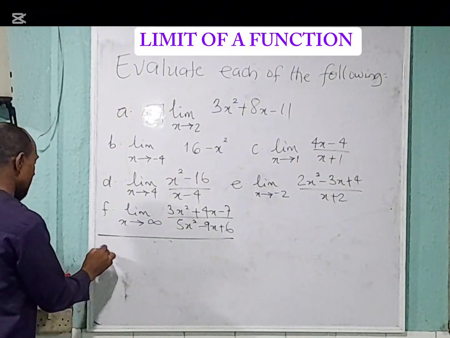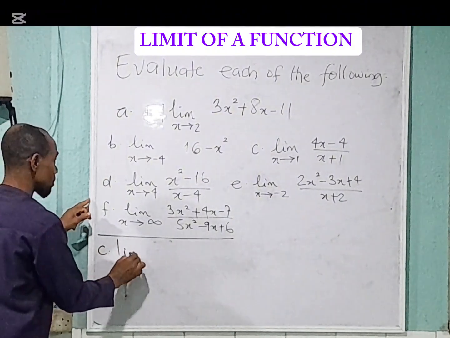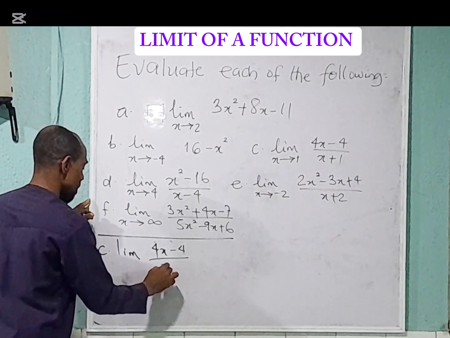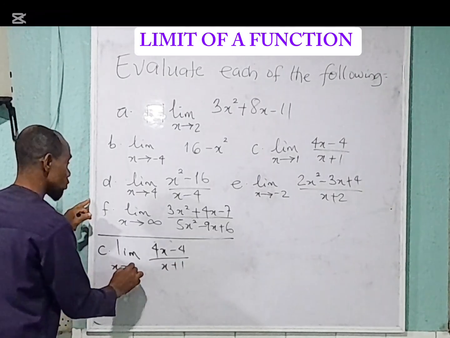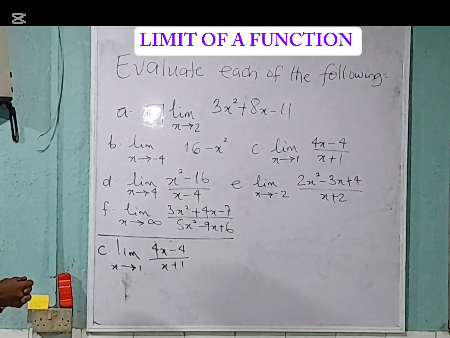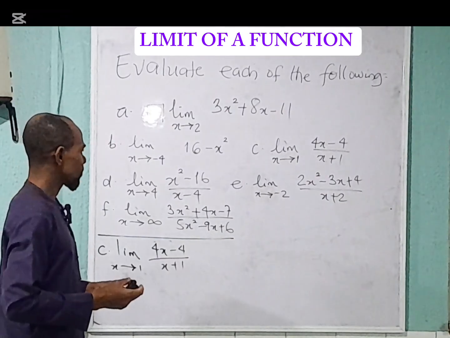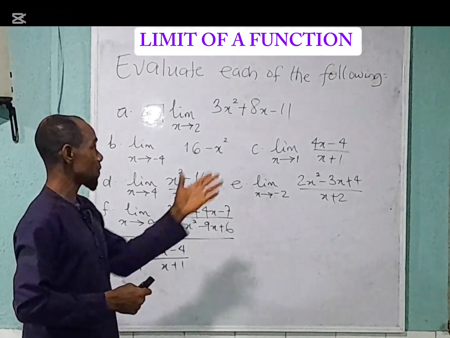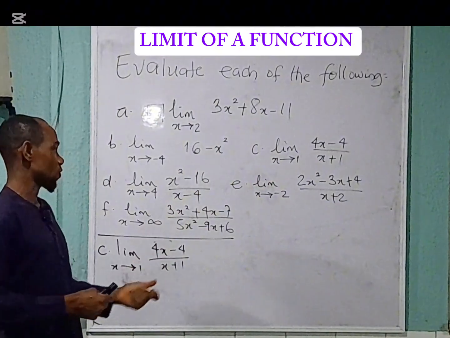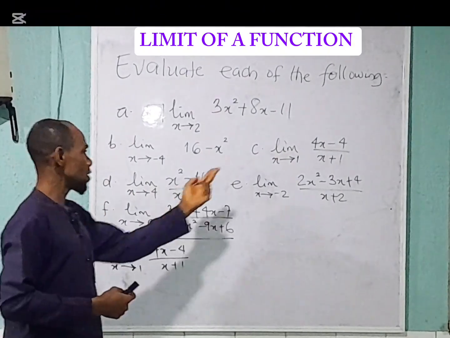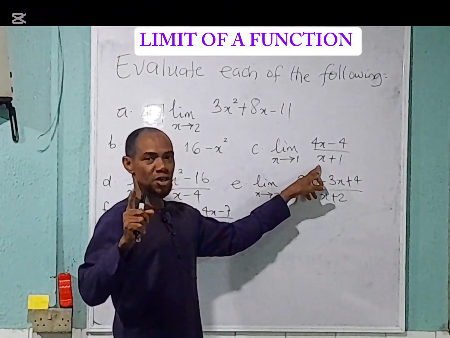For C, we got 4x minus 4 over x plus 1 as x tends to 1 in this case. So the rule has not changed, except that we have a fraction here. However, there is a very important point I need to make here. Once you have a fraction, you have to be extraordinarily cautious. Before anything at all, you must mentally insert the value of x into the denominator.